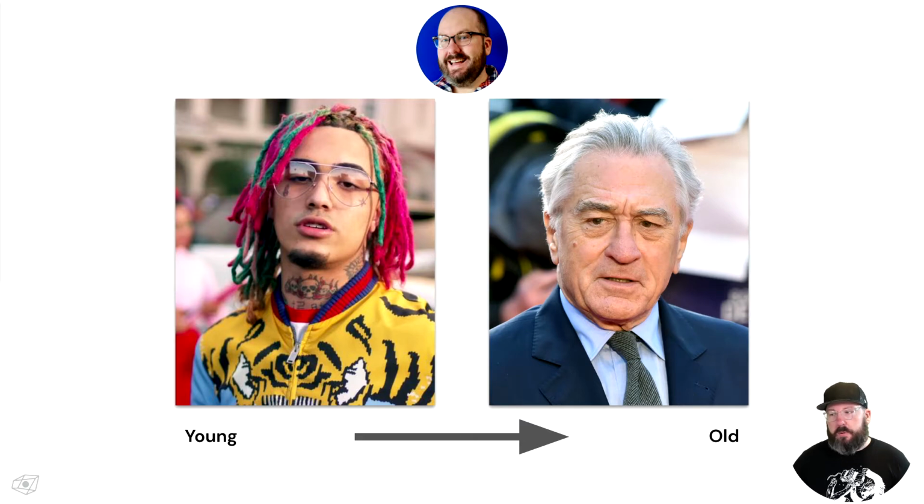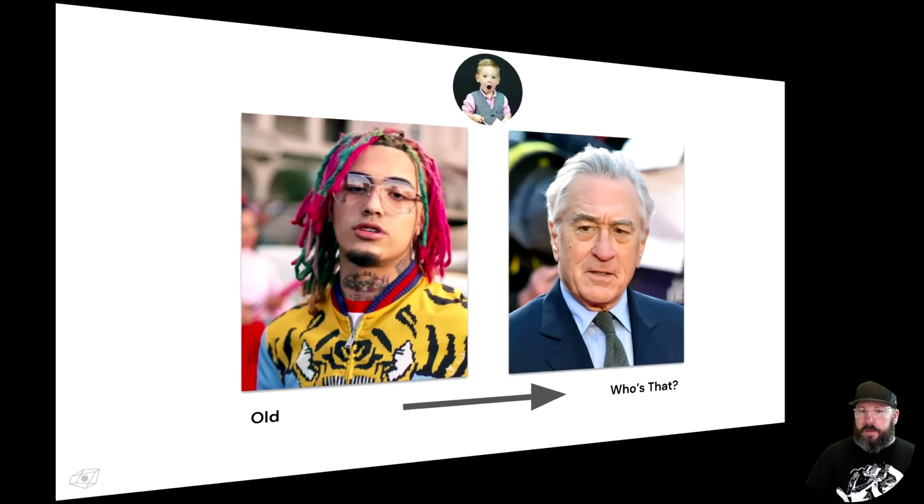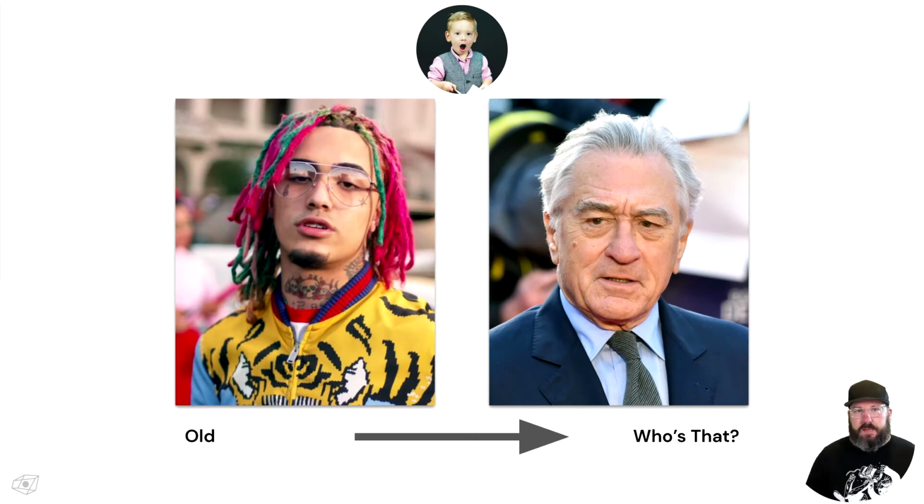So, from my perspective, Robert De Niro is old, and Lil Pump is young. However, if I was to change the basis of comparison, someone that's closer in age to Robert De Niro, they would say, well, he's not that old, right? And they would then, by extension, say that Lil Pump is very young. Now, if you, again, change the basis here, and you say, hey, what does my 10-year-old nephew think? Well, he would say that Lil Pump is old, and he would wonder who Robert De Niro is, because my 10-year-old nephew hasn't seen Raging Bull, the Philistine.